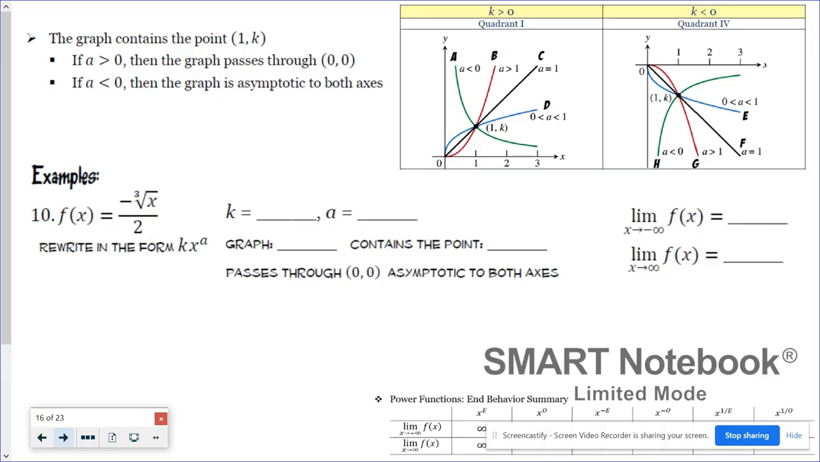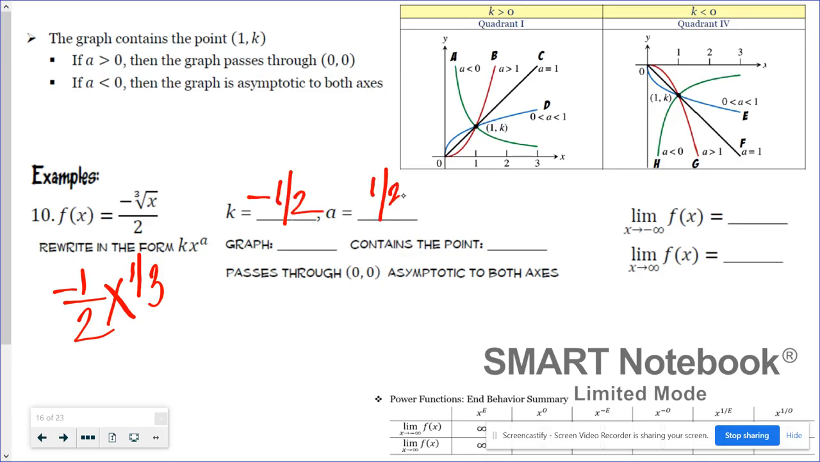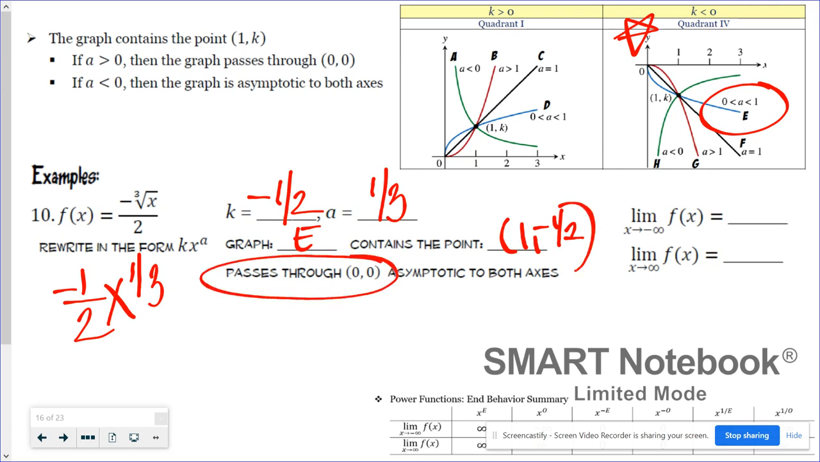And then in number 10, first I need to rewrite this. So I would have -1/2 x to the 1/3 power. K is -1/2. A is 1/3. Since k is negative, we are in quadrant 4. Since A is 1/3, we're looking at graph E. 1/3 is in between 0 and 1. This function contains the point 1 comma -1/2. And since A is positive, it's going to pass through 0, 0.